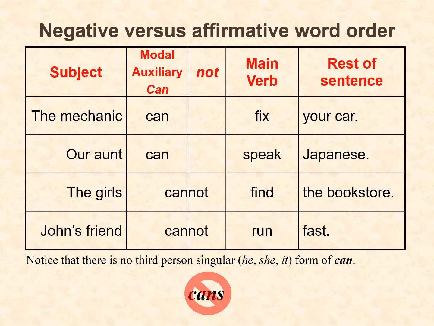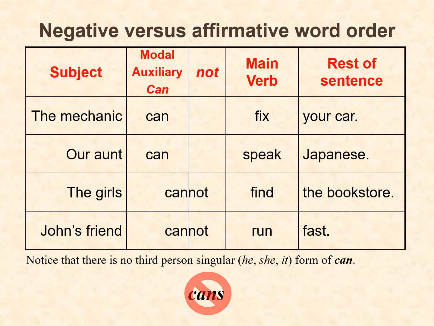Can in affirmative and negative sentences. In affirmative sentences, the auxiliary can comes immediately before the main verb. If you look at the example sentences, we see you get the subject, the mechanic, then the auxiliary can, then the main verb, fix, and then the rest of the sentence, your car. The mechanic can fix your car. Another example, our aunt can speak Japanese.